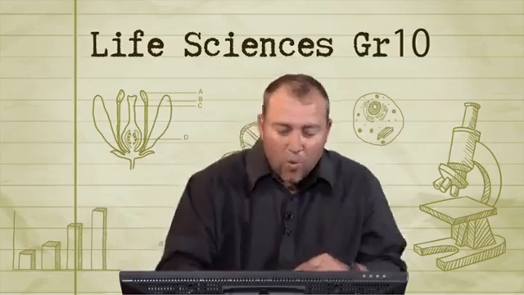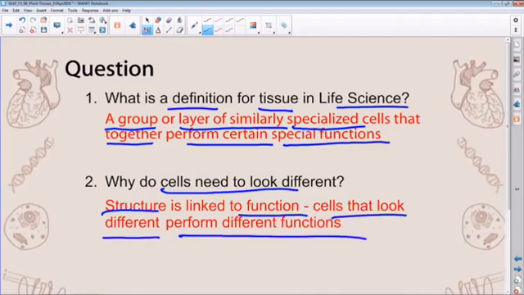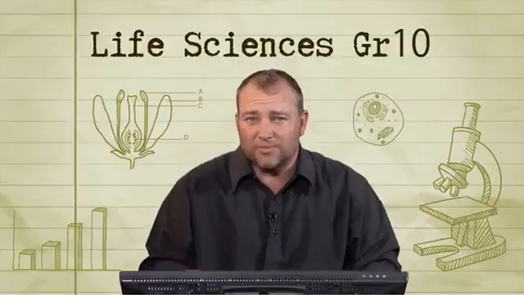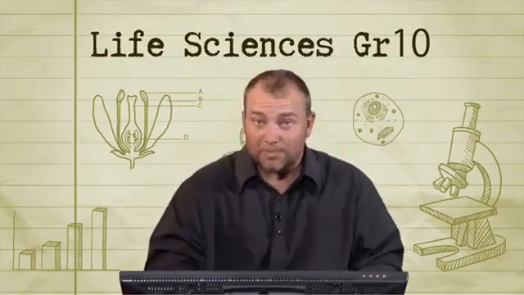Now the next one is, why do cells need to look different? Remember, the structure of them is linked to its function. Okay, the cell that looks different performs different functions. Very simple. When it looks different, it does different things. Very, very simple. Okay, this is downright basic stuff. Simple, simple, simple. Okay, so let's have a look at this.